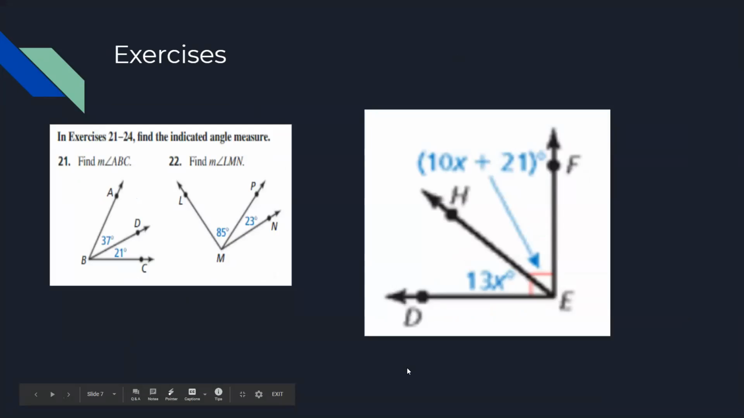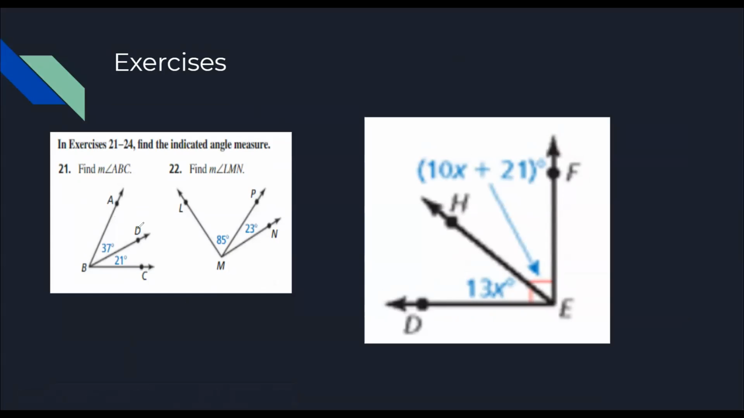In exercises 21 through 24, find the indicated angle measure. So angle ABC is 37 plus 21, which is 58 degrees. And for measure of angle LMN, that would just be 85 plus 23, which is equal to 108. So 108 degrees. And then for this, you have to solve for x.